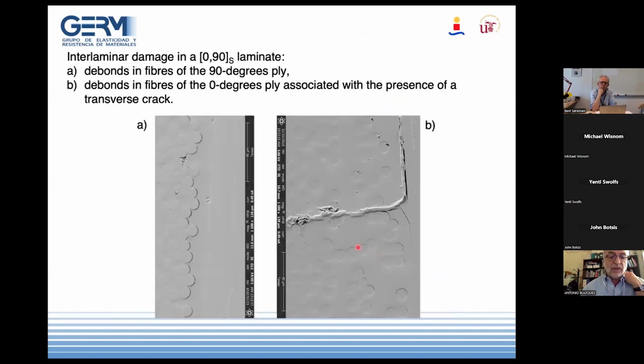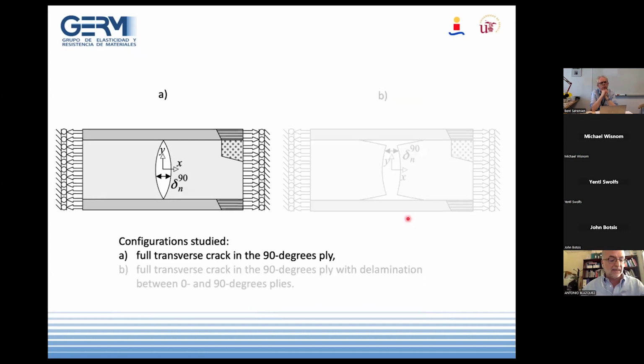This links with these pictures already shown by Professor Paris. In the one on the left, the polishing plane is placed in a point where the delamination manifests by the debonding in the 90 degree, and in this one along the 0 degree. Taking all these ideas into account, the toughness of the transverse crack and the delamination crack should be measured by tests in which the actual morphology of the damage is reproduced as close as possible.